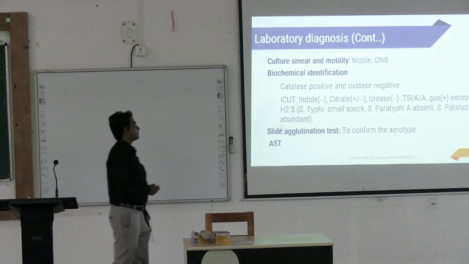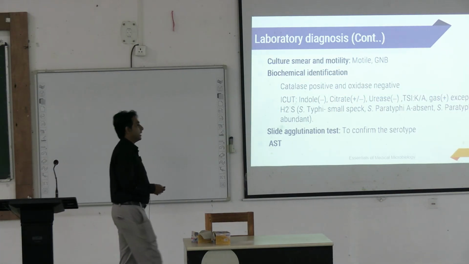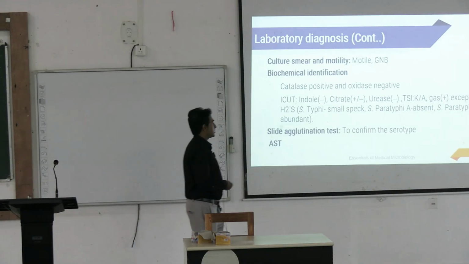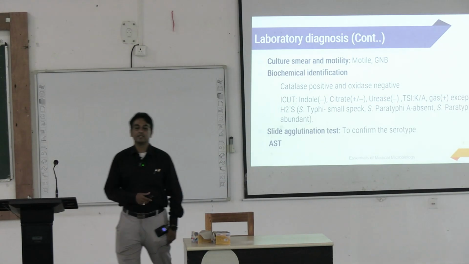If we do a culture test and motility test, they will be motile organisms, gram negative bacilli, and biochemically they are catalase positive and oxidase negative. Give me a name of an oxidase positive organism.